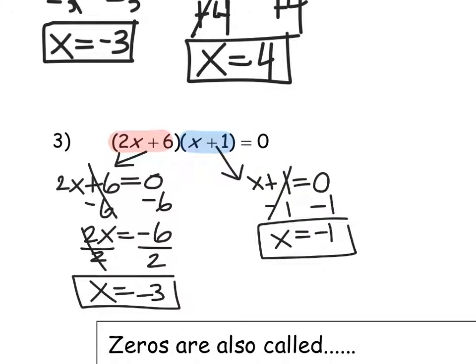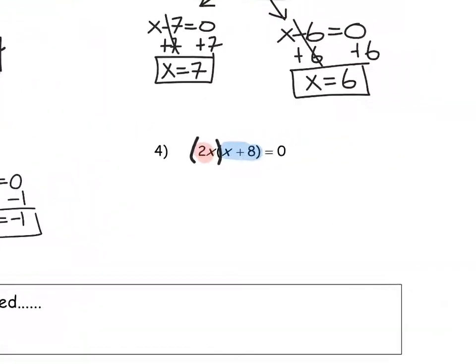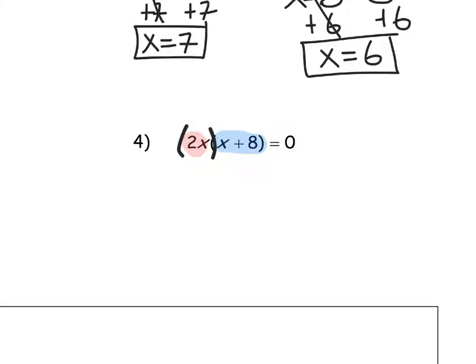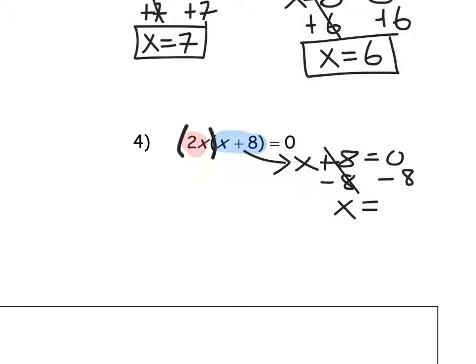All right, number 4 is the one that looked a little bit different, remember? We put 2x in parentheses. So I'm going to start with the right side, the one that looks familiar. X plus 8 equals 0. Subtract 8 on both sides, and I get x equals 0 minus 8, or negative 8.